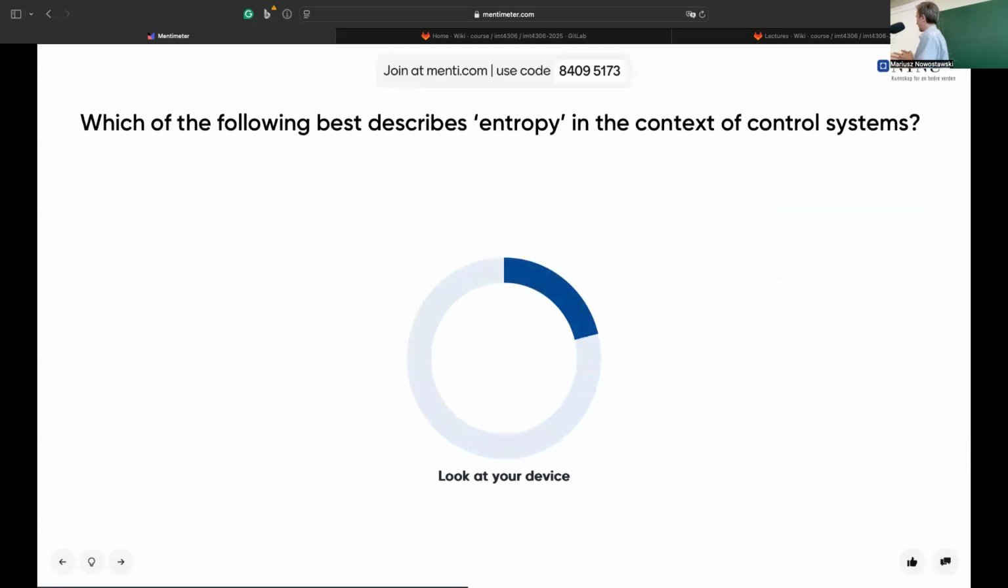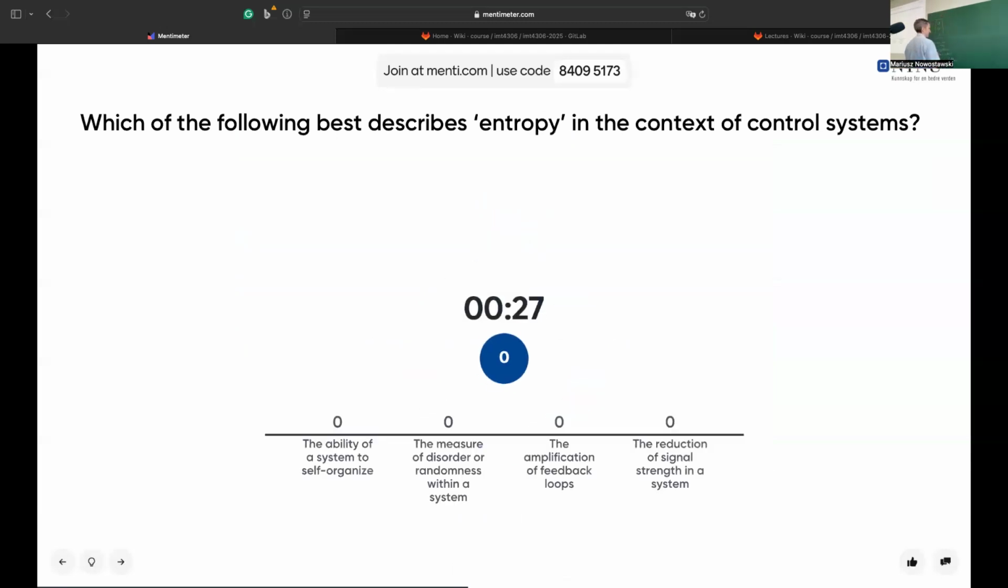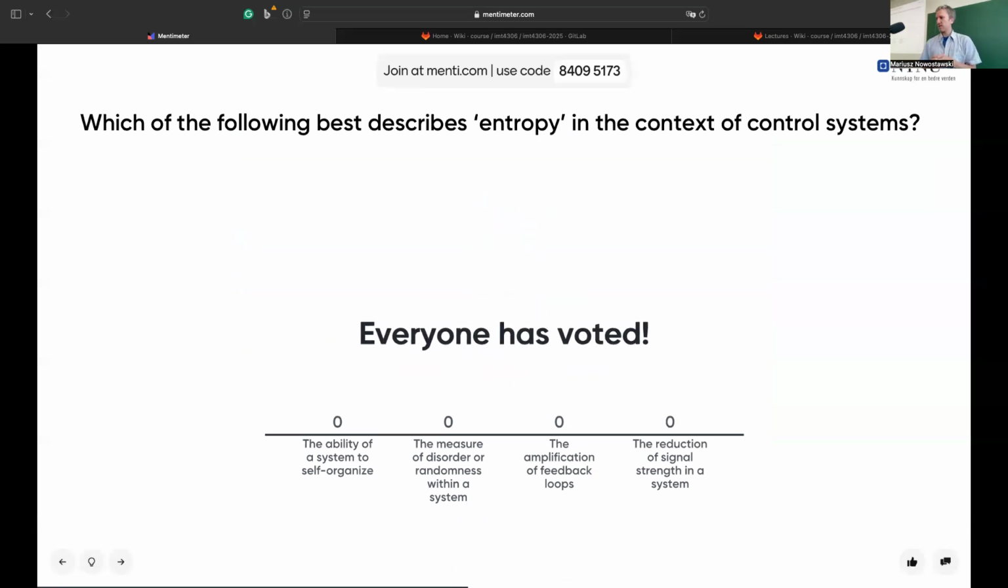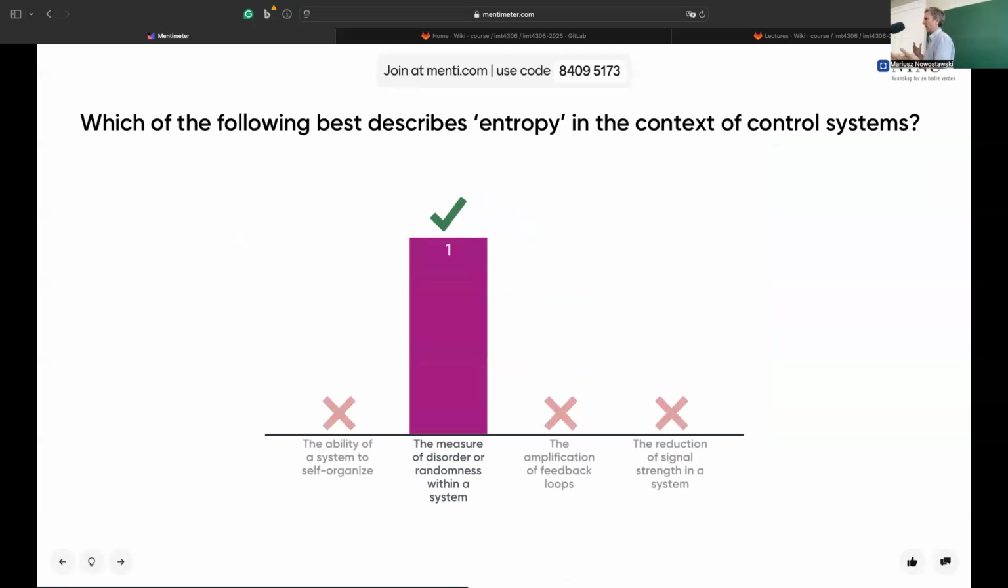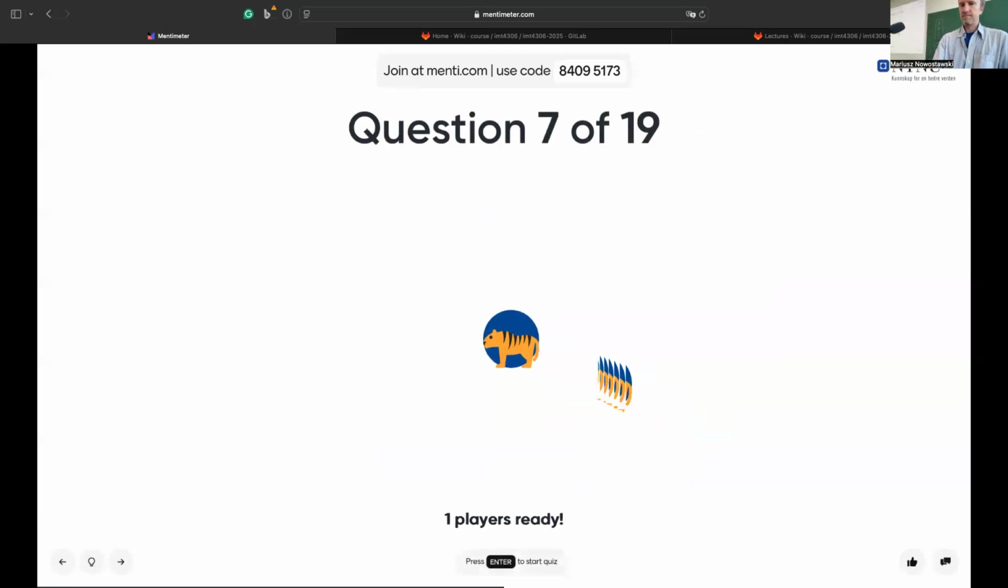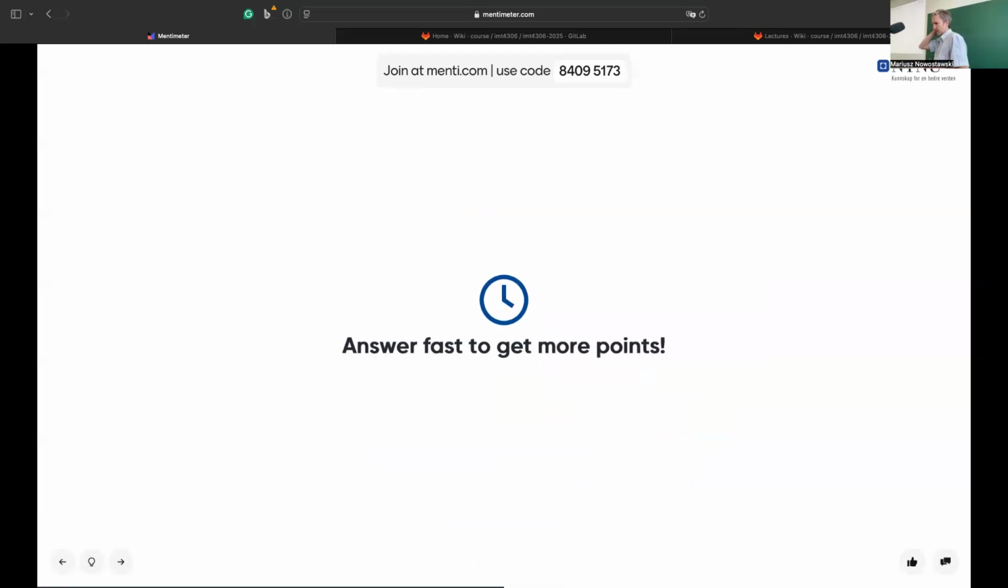So what is entropy? Yeah, that one is easy from physics. The measure of disorder, or how unorganized something is, right? So if something is really well organized, we say it has low entropy. If something is quite disorganized, we say it has high entropy, right? All right, so let's see what's next.